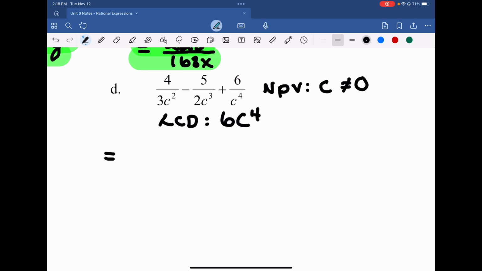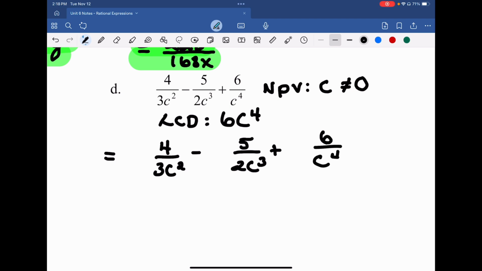Now, just as we've done before, we're going to write equals. We're going to leave a bit of space out in front, and this is 4 over 3c squared, and then minus, leave a bit of space, 5 over 2c cubed, and then plus, leave a bit of space, 6 over c to the 4. Awesome. Okay, let's go one by one and multiply them. To get this one to be the 6c to the 4 that we're looking for, we're going to have to multiply it by 2c squared.